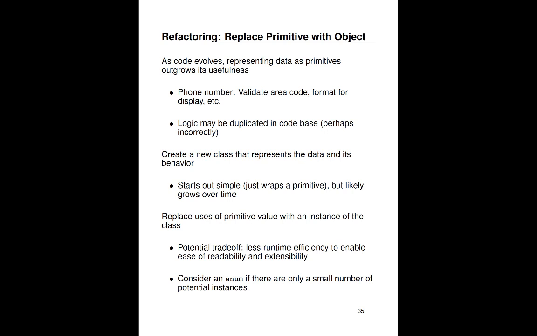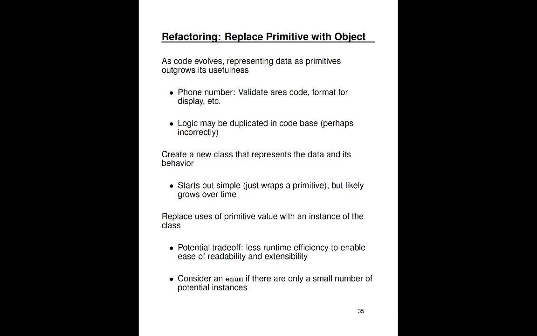So let's talk about the first one, replace primitive with object. Consider using primitives to represent data that they're not meant for. An int is a number that you perform arithmetic on. Should it be used for anything else? That might be okay for a little bit, but as you use it more and more, the true intent of that piece of data becomes clear, and representing it as an int is no longer useful.